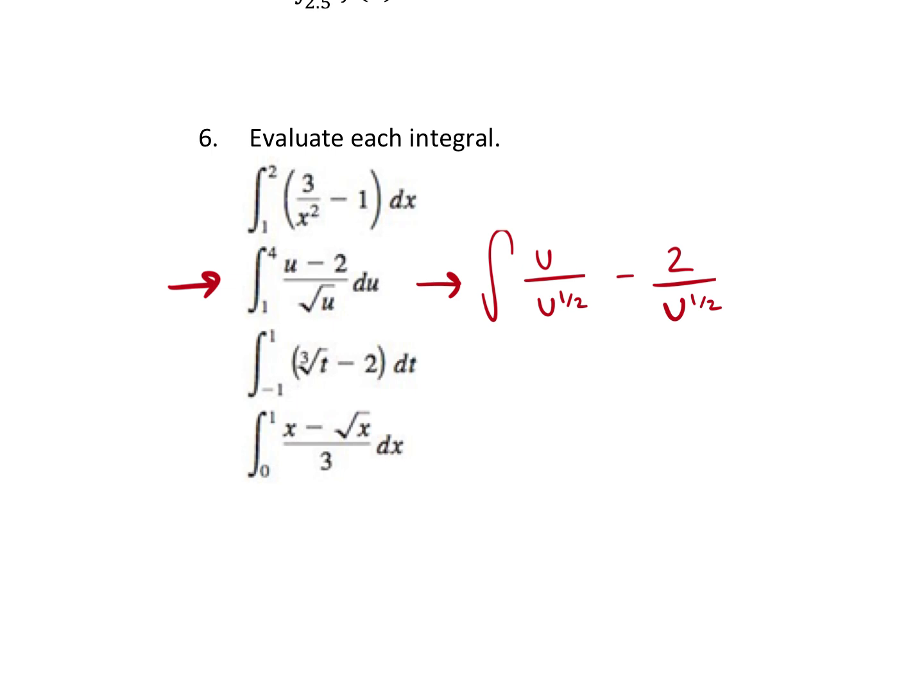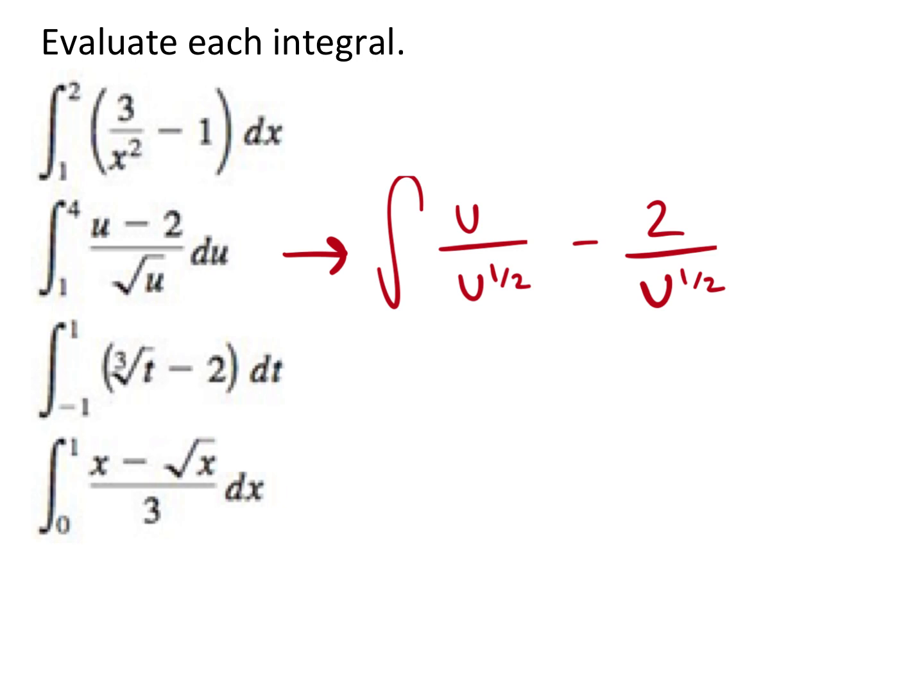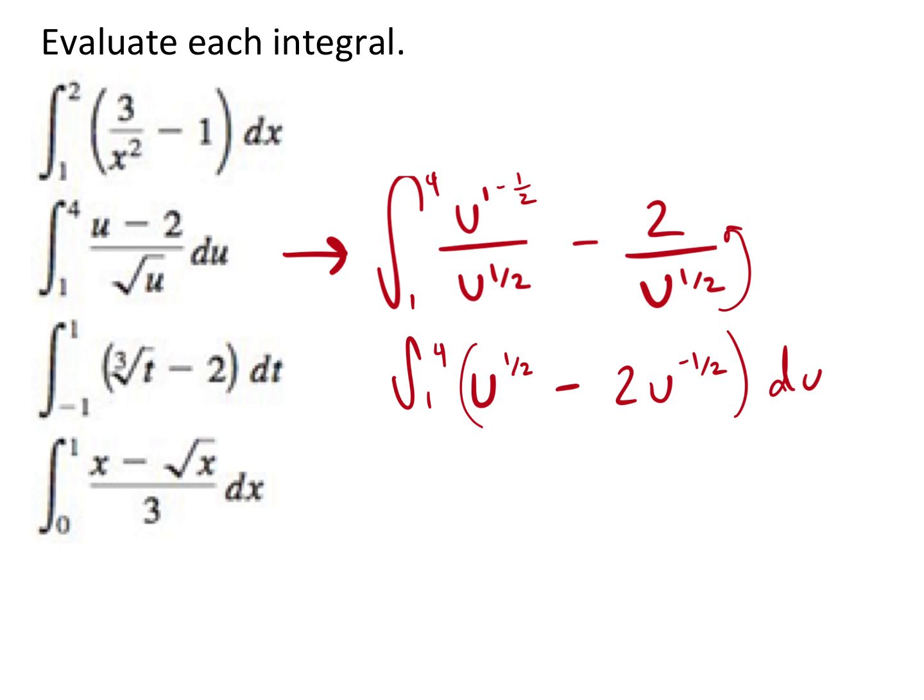I want to simplify my fraction since I have a u on top and a u on the bottom. If I'm dividing, what would I do to the exponents? Subtract them. So my exponent of the u on top is just 1, so I have 1 minus 1/2, which is 1/2. So this is the integral from 1 to 4 of u to the 1/2 power minus, here we could move our u to the top, so 2 times u to the negative 1/2 power du. Now that they're both individual terms, we don't have any fractions happening here, I can take my antiderivative.